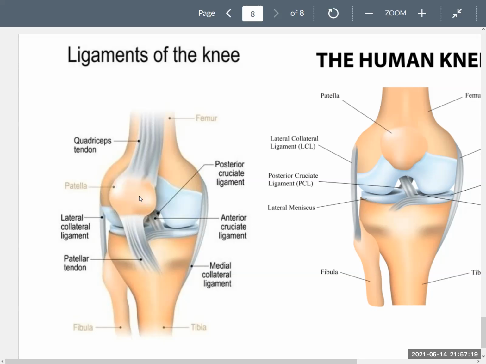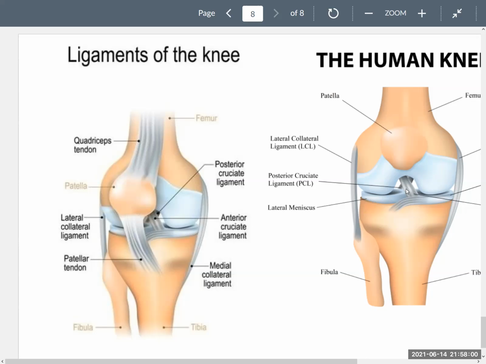With the patella pushed out of the way, you can see the anterior cruciate or crossing ligament, which holds the lateral side closer to the medial side. On the back, you can see the other ligament that crosses, the posterior cruciate ligament. You may abbreviate these or expect them to be abbreviated on the test as ACL, anterior cruciate ligament, and PCL.